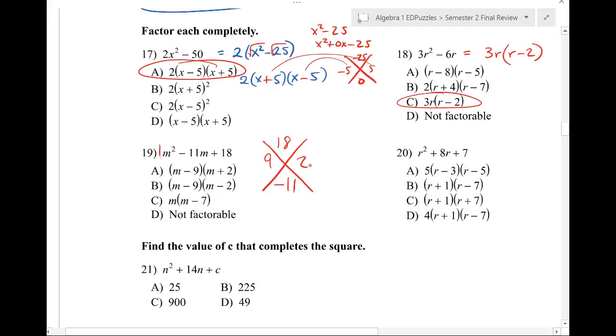With 9 and 2, I can make 11. But it's negative, so that means they both have to be negative. Because a negative times a negative equals a positive 18, and a negative plus a negative will equal negative 11. And right away, I know that B is going to be my answer. Because when I write this out, it will be m minus 9 and m minus 2. And that 2 came from there, and the 9 came from there. Okay?